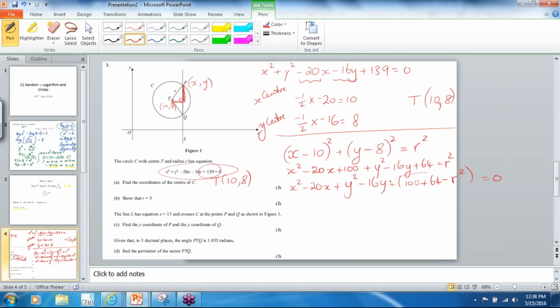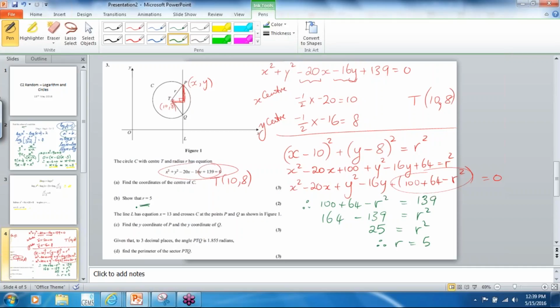That number there is 139. So we say therefore 100 plus 64 minus r squared is equal to 139. So 164 take away 139 equals r squared. That's 25 equals r squared. Therefore, the radius is equal to the square root of 25, which is 5.